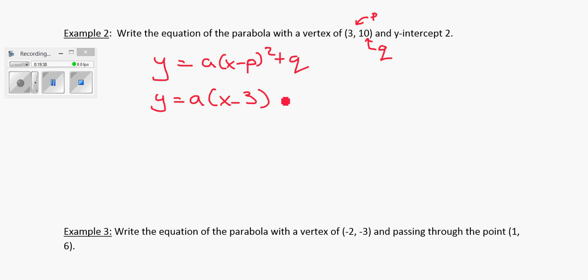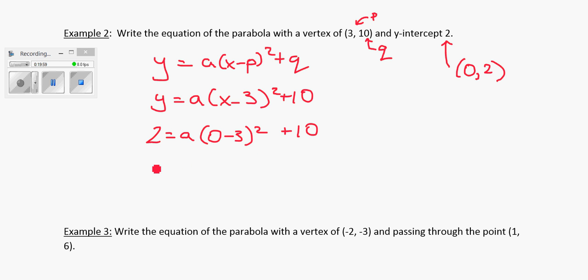y equals a times (x minus 3) squared plus 10. And the y-intercept of 2. Okay, so that's just telling us that when x is 0, y is 2. So again, we can substitute those in. So y is 2, x is 0, because we know that it passes through that point. And now we just use algebra.